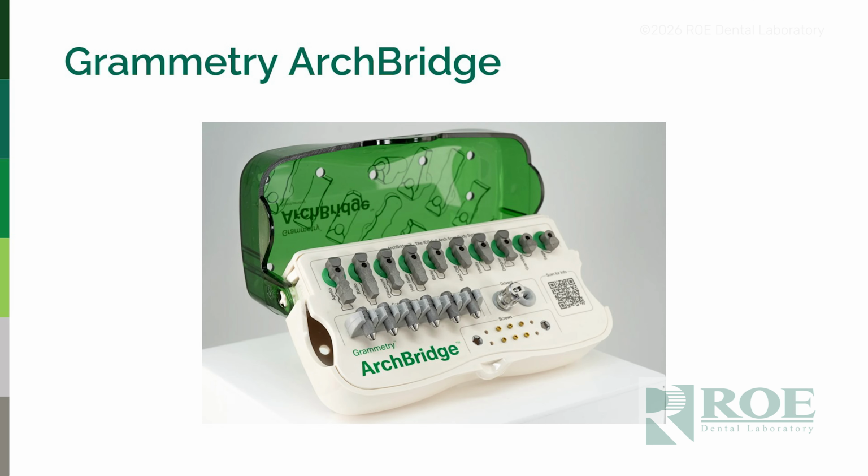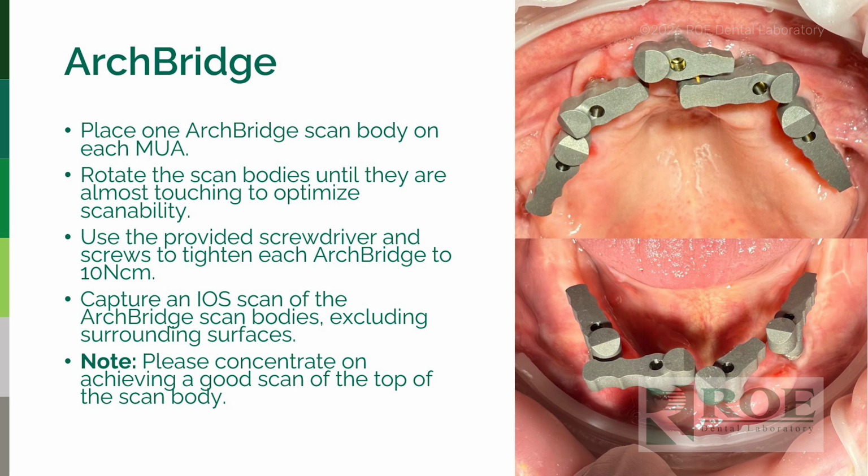If you're using the Grammetry ArchBridge kit, you can see that this has got a total of 10 scan bodies, all of different shapes and sizes. You've also got the reverse scan body for the attachment to the base of your bridge, and you've got your screwdriver and vortex screws to be able to attach these scan bodies to the MUAs. A bit like the Passivity Plus tie base, these are for standard 4.8 MUAs.